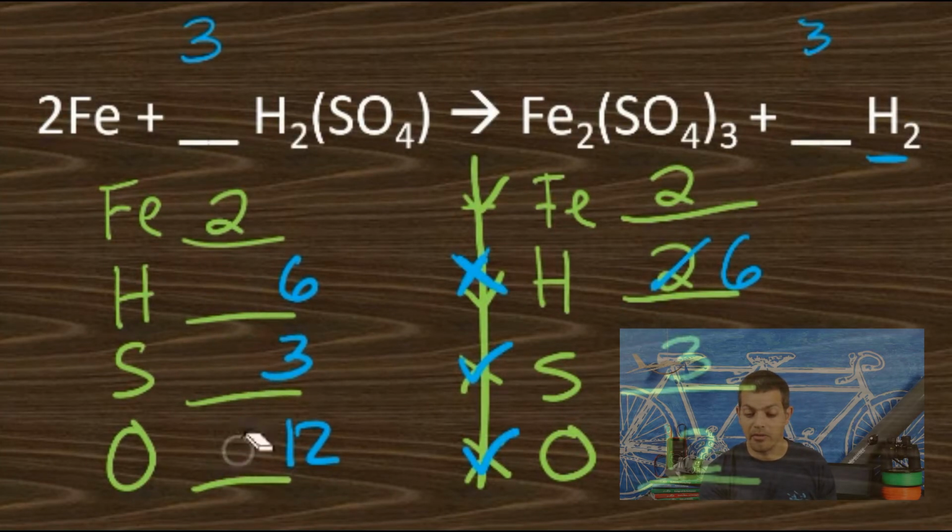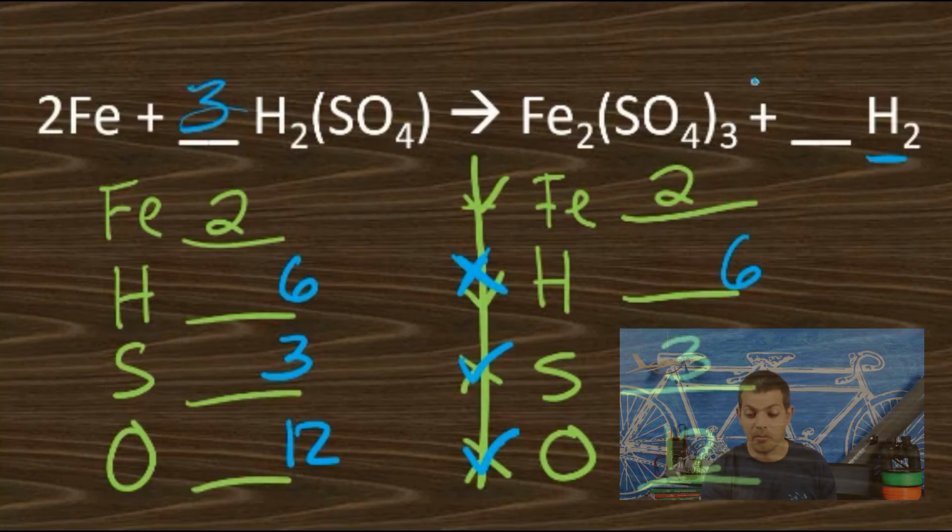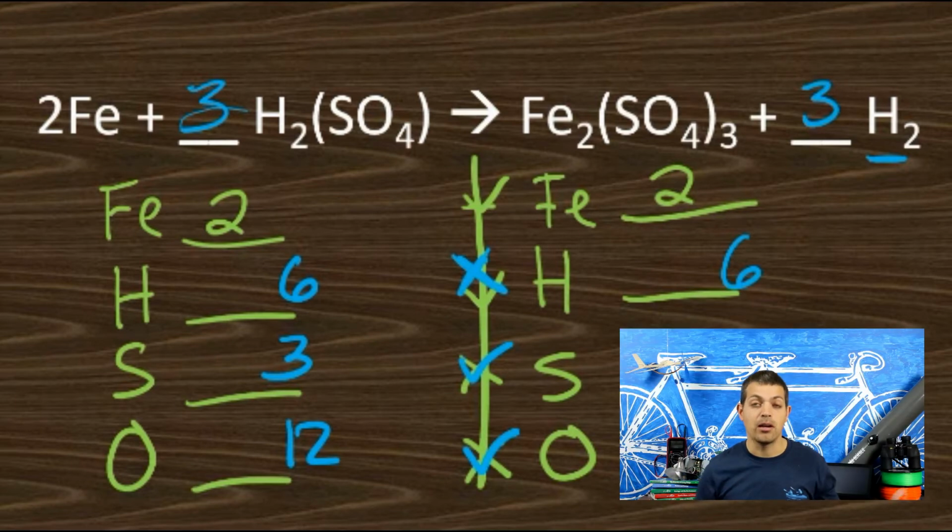We have something that looks like this. I'll take away the unnecessary, and I'll put 3's back in there so we can have that nice and easy. We have 2Fe plus 3 H2SO4 yields Fe2(SO4)3, and then we have 3 H2, and there we go. It is a balanced equation.